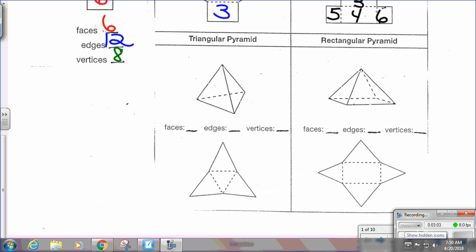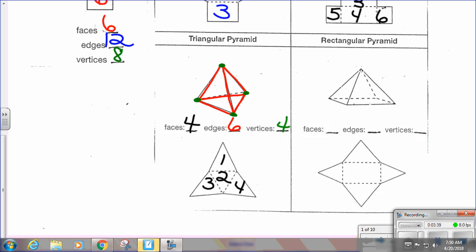So on the triangular pyramid, we come down to the net to count the faces. 1, 2, 3, 4. 4 faces. Trace the shape for the edges. 1, 2, 3, 4, 5, 6. And vertices. 1, 2, 3, 4. It's not an intersection in the back of the shape.